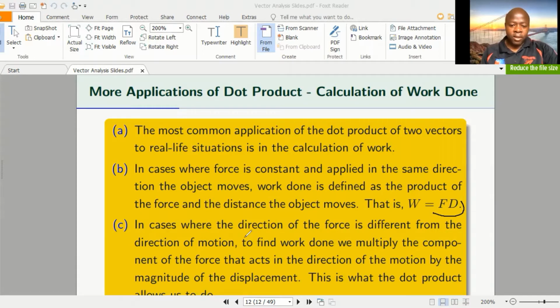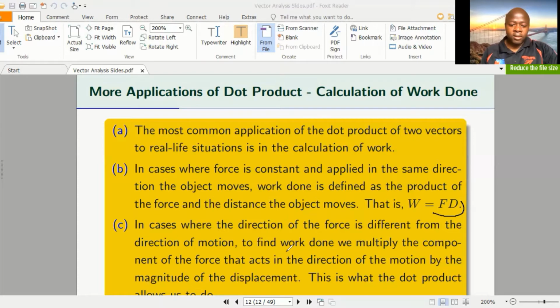In this case, the force and the object should be moving in the same direction. Force should be applied in the direction the object is moving. But there are cases where force is applied in a direction that is different from the motion of the object.